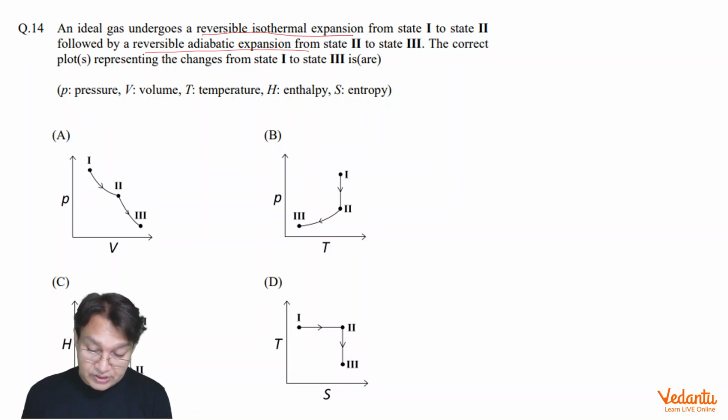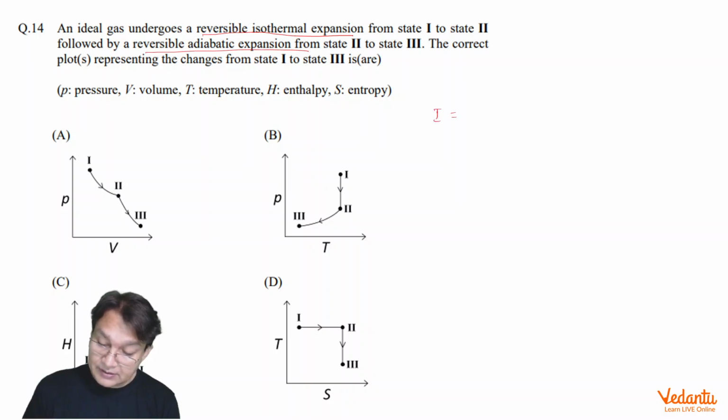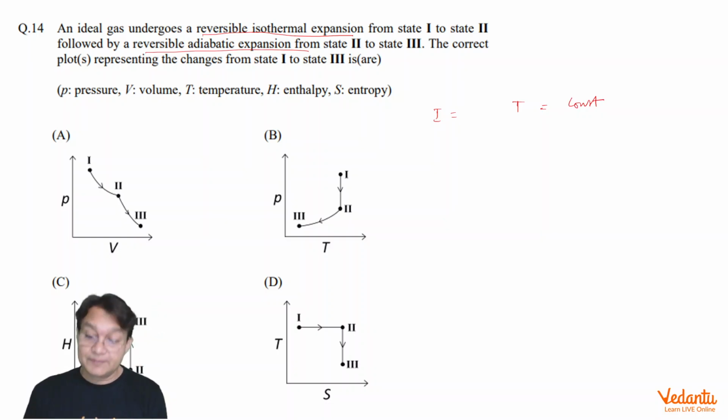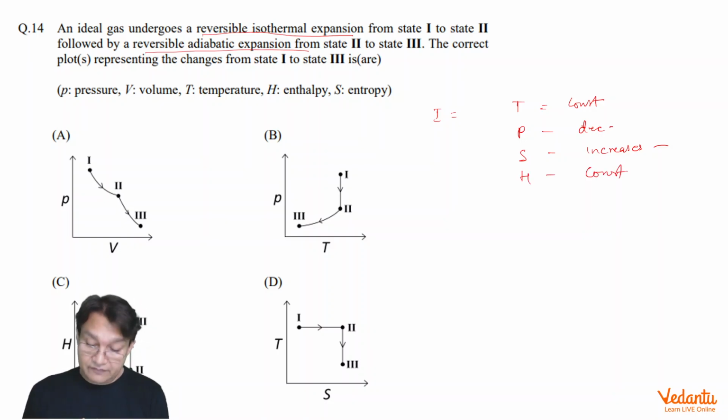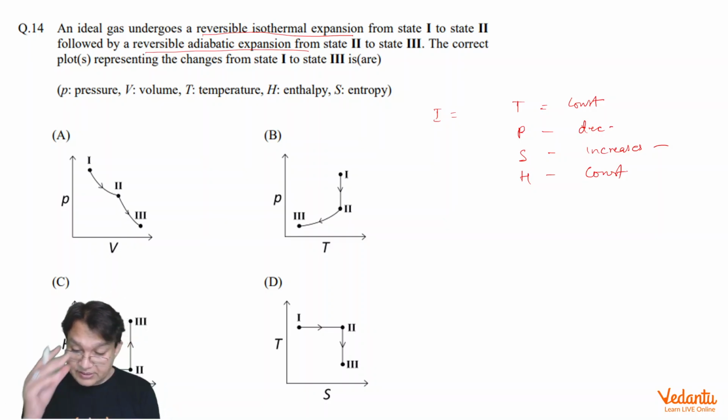When we talk about the pressure, volume, temperature, entropy and enthalpies of these processes, then for process 1, the temperature remains constant because it is reversible isothermal expansion, and since it is expansion the pressure decreases. Entropy increases because volume increases at the same temperature. The enthalpy remains constant.